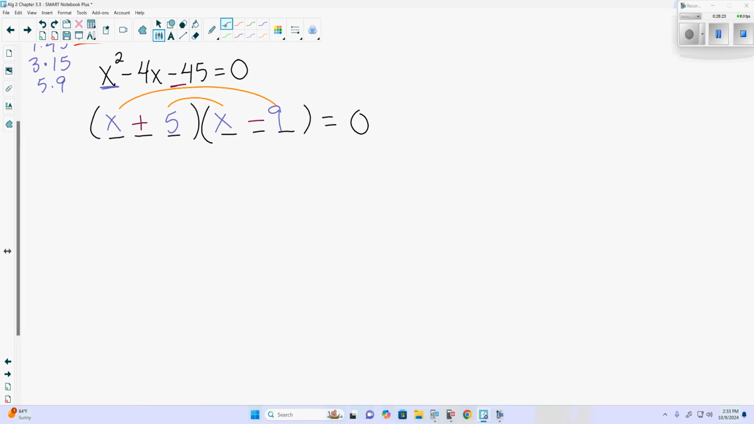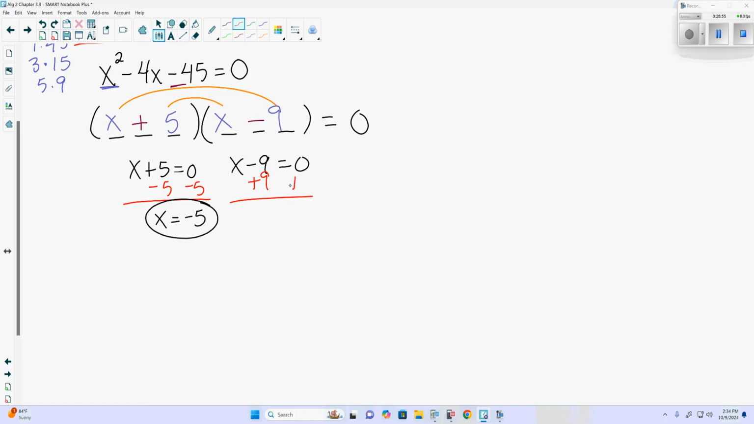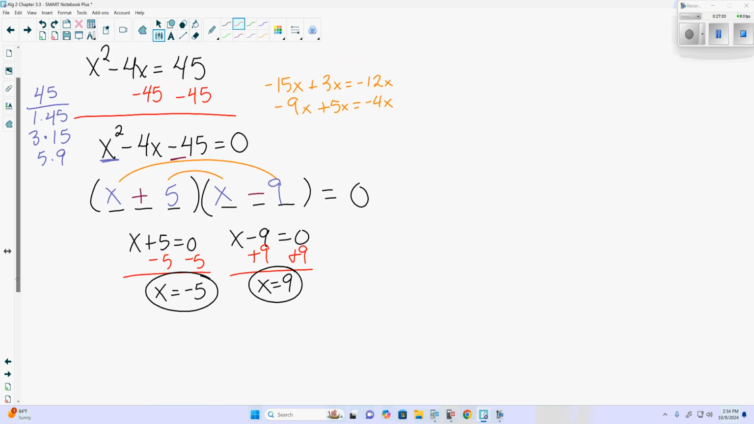Now, since we do have two things multiplied together to equal 0, one of them has to be what? 0. So either x plus 5 is equal to 0 or x minus 9 is equal to 0. Now at this point here we can subtract 5 from both sides, telling us x is equal to negative 5. With our x minus 9 we can add 9 to both sides, telling us x is equal to 9. Those are our two solutions.